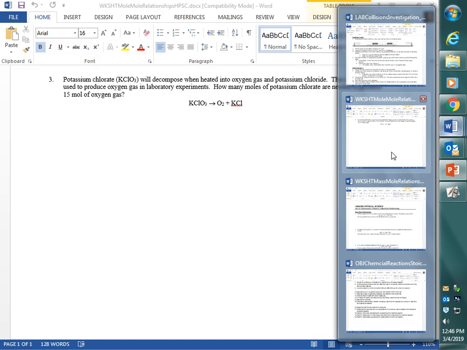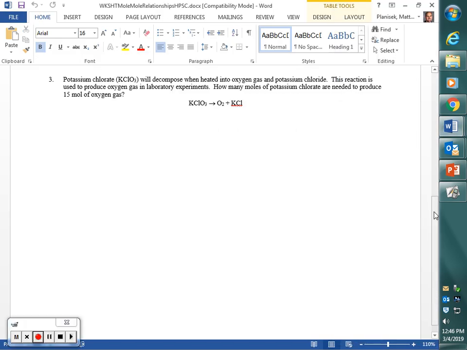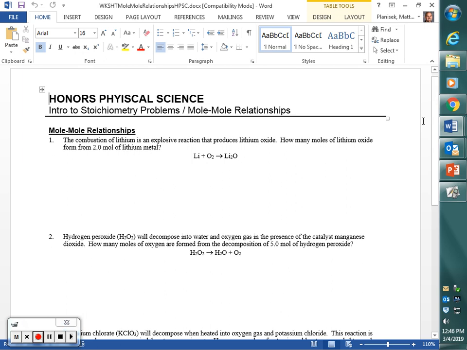This is the sheet that I gave you on Friday. So Hannah, you noticed that the sheet from today and the sheet from Friday look very similar. Okay? And the sheet from tomorrow will look similar as well. So up at the top it says Introductory to Stoichiometry Problems, and then this one says mole-mole relationships. So start with the one that says mole-mole relationships. Okay?